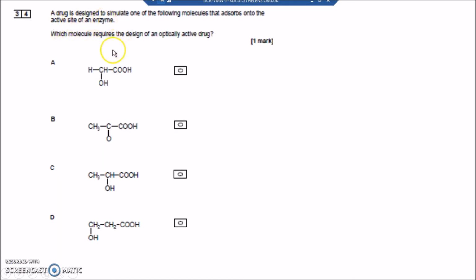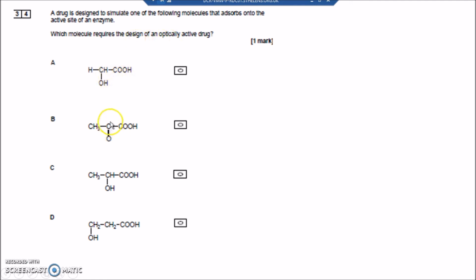Question 34, a very straightforward question except it's worded really badly. A drug is designed to simulate one of the following molecules that adsorbs onto the active site of an enzyme. Which molecule requires the design of an optically active drug? So it basically means that one of these is optically active, and the drug that's going to simulate it is equally got to be optically active.